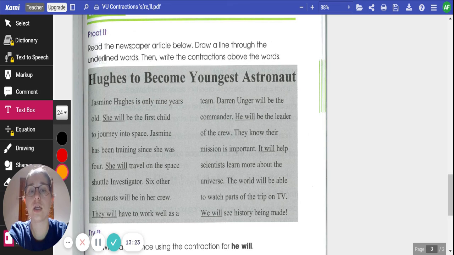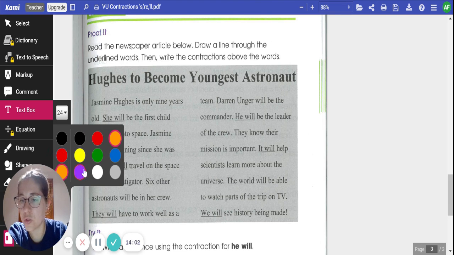They will. Darren Unger will be the commander. He will be the leader of the crew. We have he will underlined, so go ahead and write your contraction for he will. They know their mission is important. It will help scientists learn more about the universe. It will is underlined, so go ahead and write your contraction for it will. The world will be able to watch parts of the trip on TV. We will see history being made. We will is underlined, so go ahead and write your contraction.